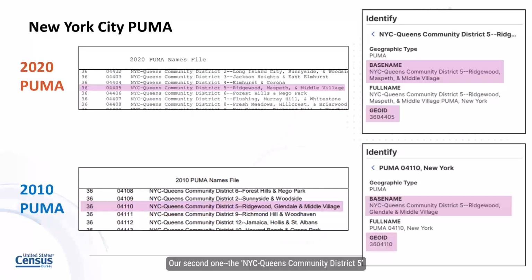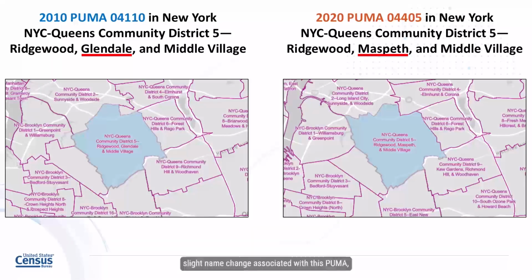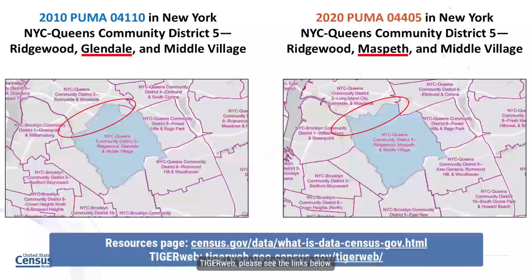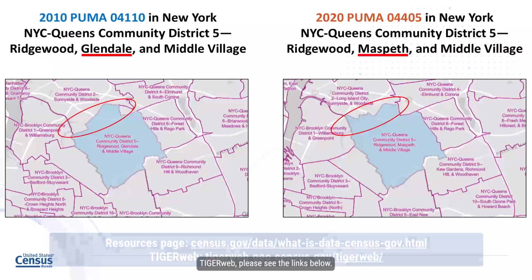Our second one, the New York City Queens Community District 5 PUMA in New York, did have a change in its GEOID during this time, though. It changed from 04110 with the 2010 census to 04405 with the 2020 census. There is also a slight name change associated with this PUMA, as well as a change in the area that it covers. These potential changes can be confirmed by using the mapping tool in data.census.gov or by using another geography tool such as TigerWeb. To learn more about mapping in data.census.gov or to access TigerWeb, please see the links below.